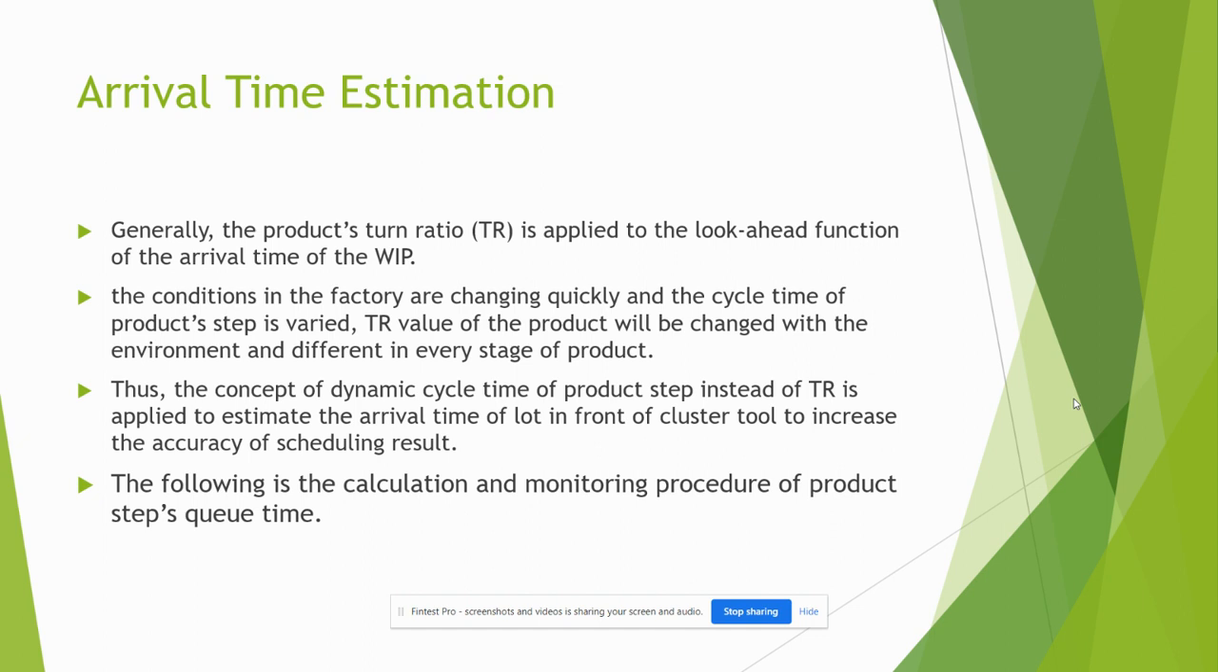Arrival time estimation. Generally, the product turn ratio is applied as a look-ahead function for the arrival time of the work in process. Factory conditions are changing quickly and the cycle times of production steps vary. The turn ratio value of a product will change with the environment at every stage of the product. The concept of dynamic cycle time of product steps, instead of the turn ratio, is applied to estimate the arrival time of lots in front of cluster tools, which increases the accuracy of the scheduling result.